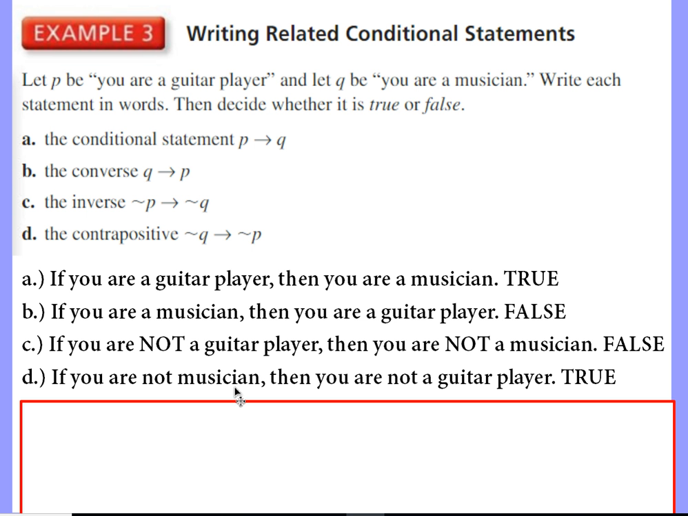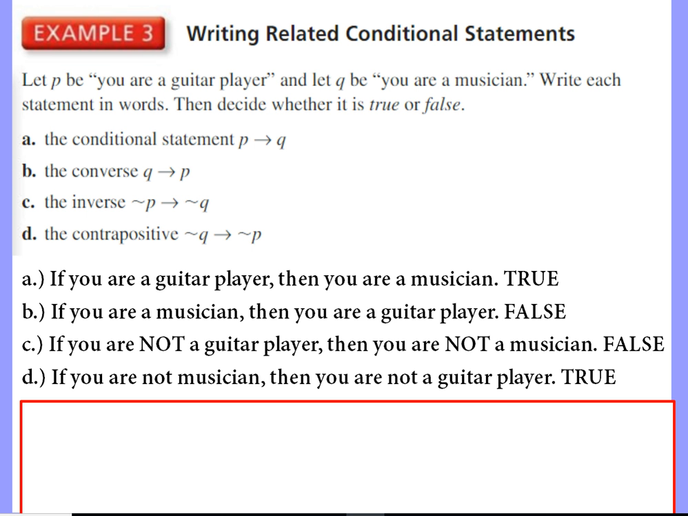The thing I want us to realize here is what's happening between part A, the conditional, and part D, the contrapositive, as well as part B, the converse, and part C, the inverse. They have the same truth value. The conditional statement is true, and the contrapositive was also true. But the converse was false, and the inverse was false as well. Why has this happened? Is there a correlation between the two of them?